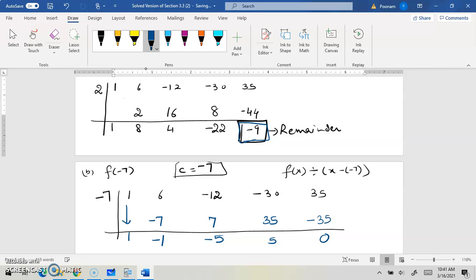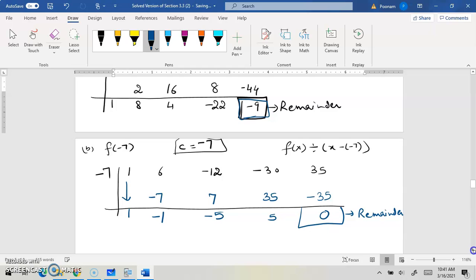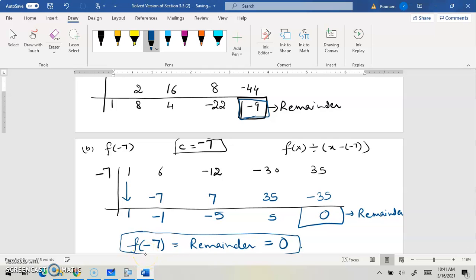The answer is 0. Now this last entry is your remainder, and we have to find f of negative 7, which is the remainder, which is equal to 0. So without actually finding f of negative 7, we can say that f of negative 7 is 0.